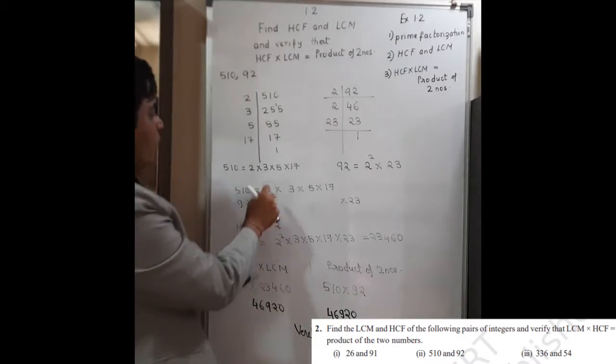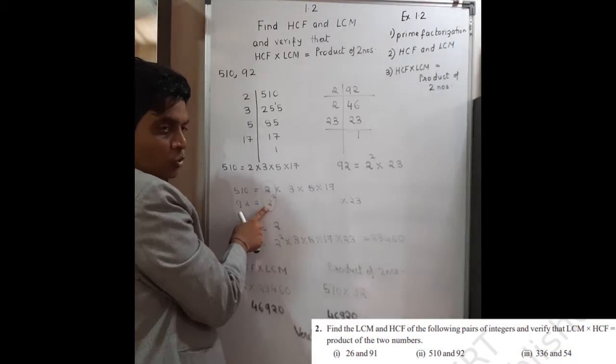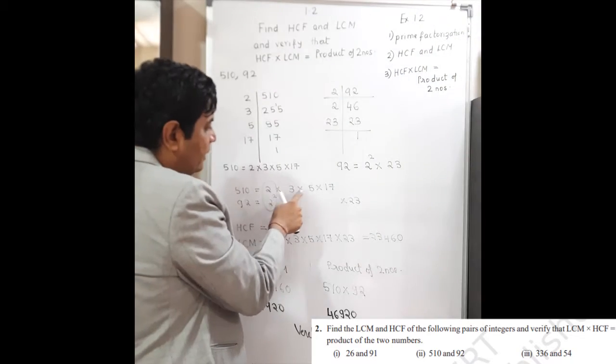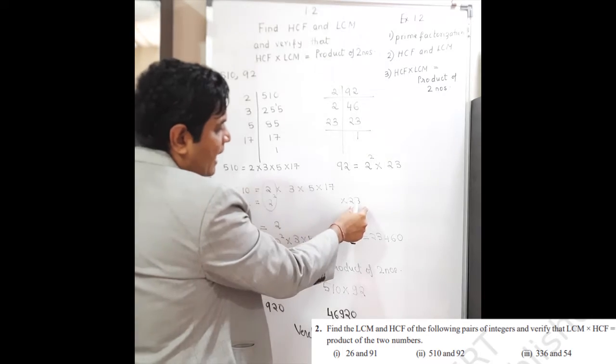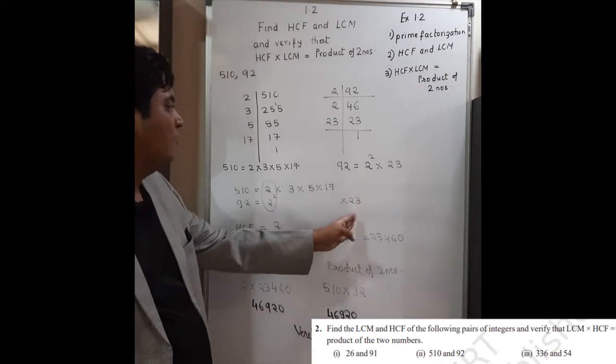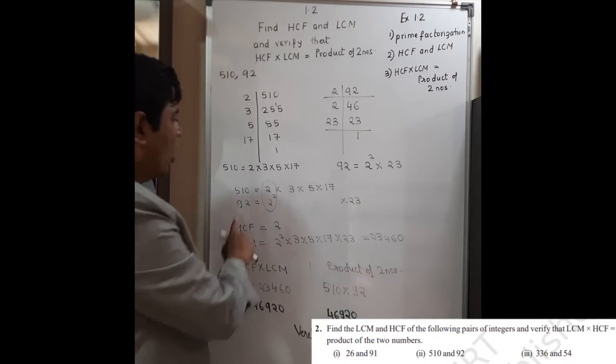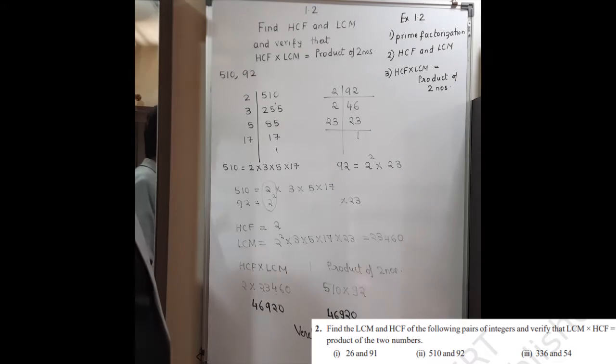Now what you will do, you will write same prime numbers below each other. So I have 2 and I have written 2 over here, it is 2 square. 3, 5, 17, there is nothing common, and then I will write 23. This arrangement is important so that while finding the common factors it becomes easy. That's the whole purpose. Now for HCF, what is the formula for HCF?